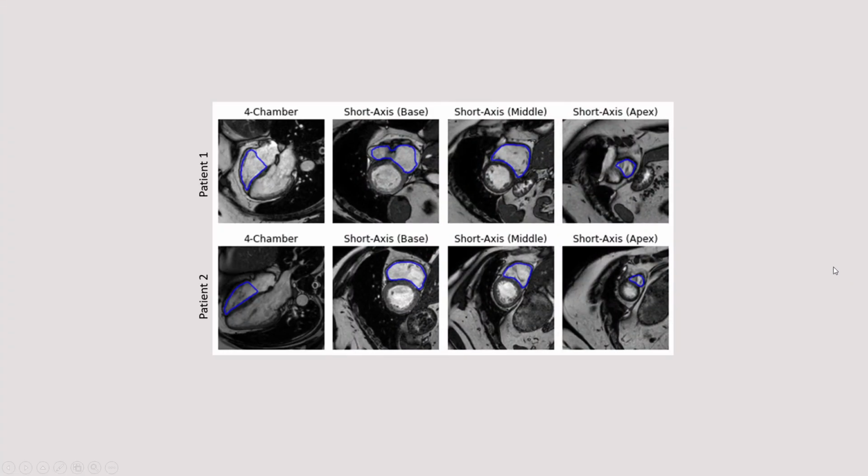We also visually evaluate the segmentation performance. In this image, we have two representative cases. In general, our model is able to accurately segment the right ventricle in both the short axis and long axis images. However, as we can see in patient 1, it occasionally undersegments in the short axis and specifically in the basal slices of the image.